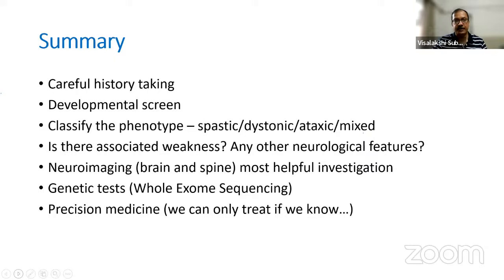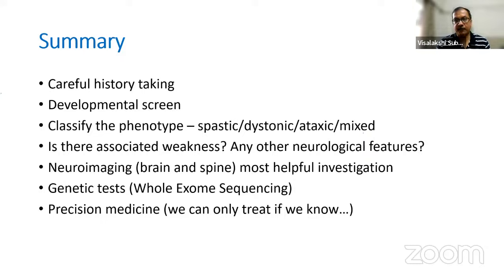That's what we pediatric neurologists are here for. Developmental screening is important. It's important to classify the phenotype, look for associated weakness and other neurological features. And I think MRI brain and spine is the most helpful investigation. But if it is normal, I would not just dismiss it off that this is a scan negative CP. I would still look for an alternative diagnosis. And the second important test is genetic testing, particularly whole exome sequencing.